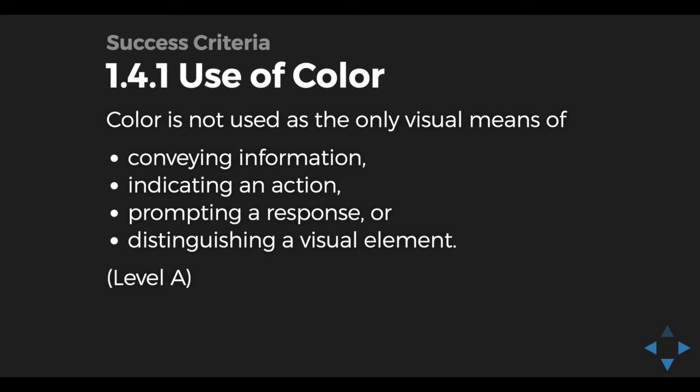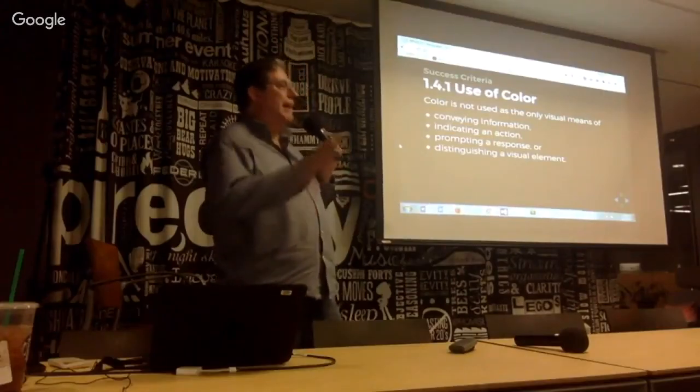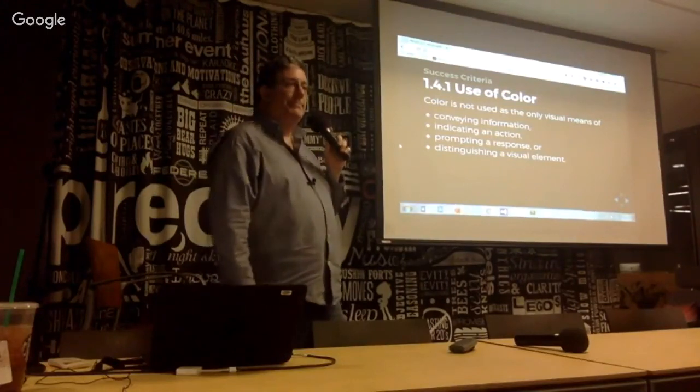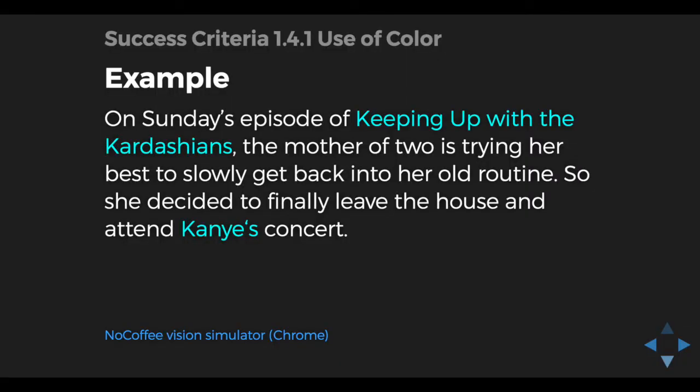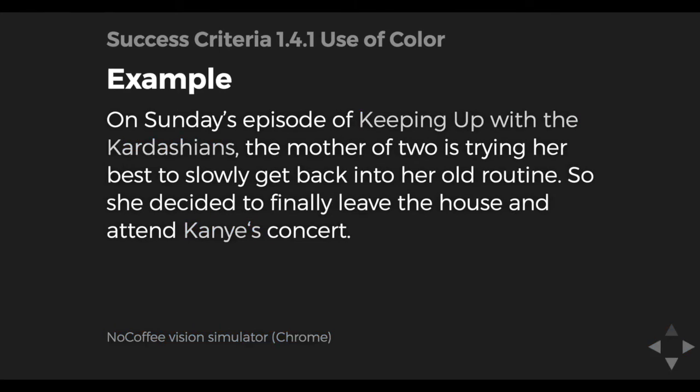Use of color. Color is not used as the only visual means of conveying information, indicating an action, prompting a response, or distinguishing a visual element. How many times, not recently, but how many times have we said, click the green button? This is a basic item, level A. Okay, here's where I get to have a little fun. What are the links on this particular page? The text in blue? Okay. Now, let's just say that you have a form of color blindness to where you can't see blue. What's the link text?